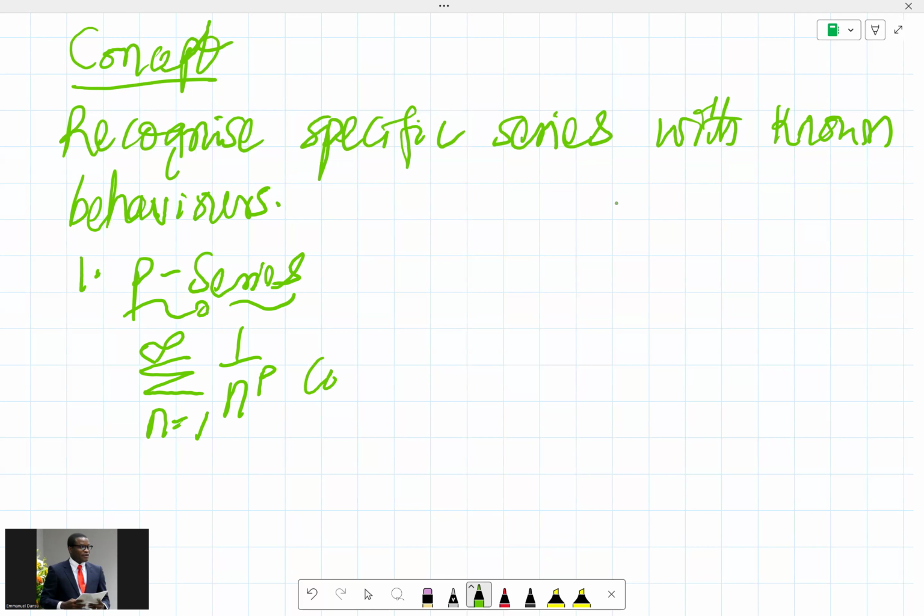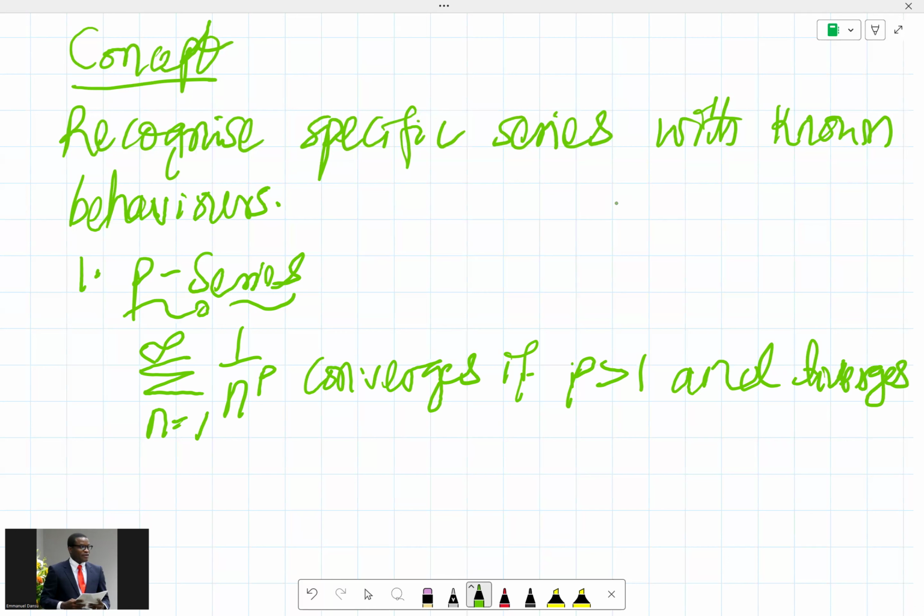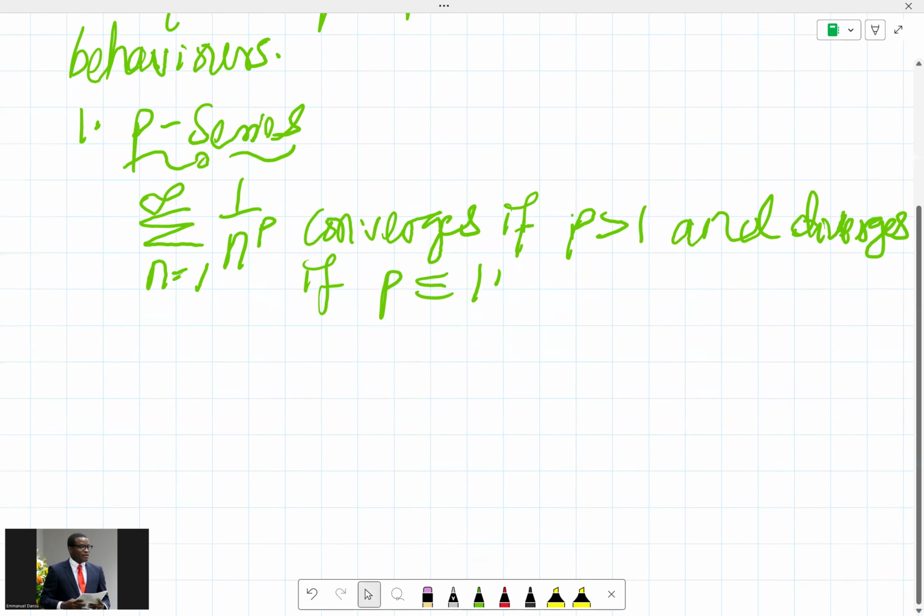Usually this converges if p is greater than 1 and diverges if p is less than or equal to 1. So if we have 1 over n, it's going to diverge. If p is greater than 1, it converges, and it diverges if p is less than or equal to 1. That is what happens for P series.